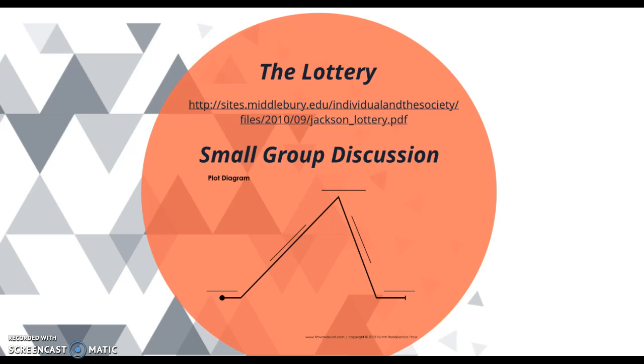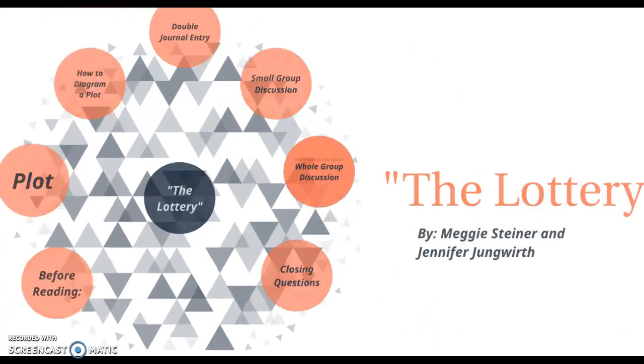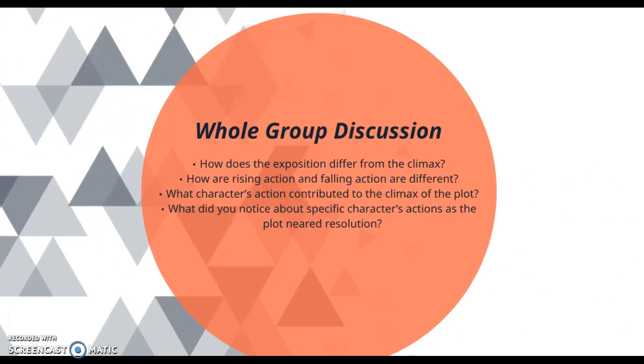Once students complete their small group or individual breakdown of a plot diagram, we'll return to a whole group discussion where Maggie and I will ask students, how does the exposition differ from climax? What character actions contributed to the climax of the plot? And how are rising action and falling action different? Using information from their reading as well as their small group discussion, students should be able to answer the following questions.